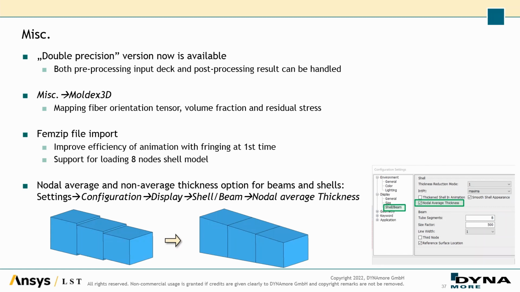Then, improvements in the FemZip file import. The compression software FemZip can be used to compress simulation results at a high level with user-specified precision. LS-PrePost improves the animation velocity for such big compressed model data and now also supports the loading of 8 node shell elements in the FemZip imported files. Nodal average and non-average thickness options for beams and shells are available in the configuration interface via display shell beam, and then the option nodal average thickness.